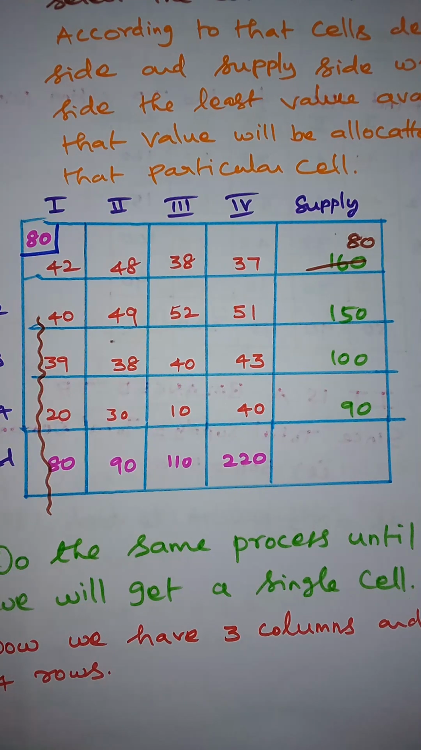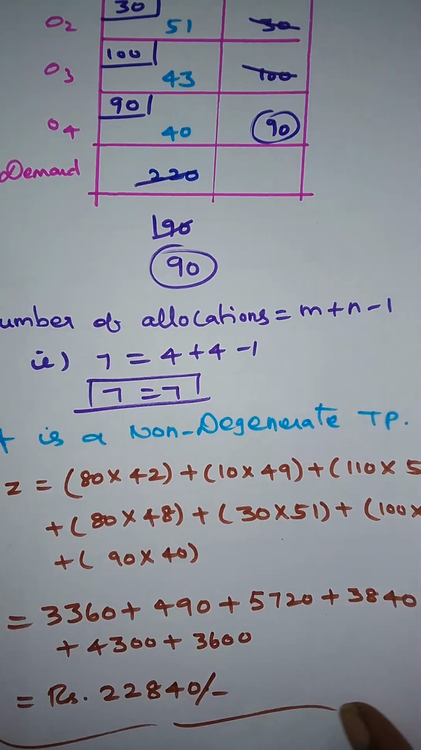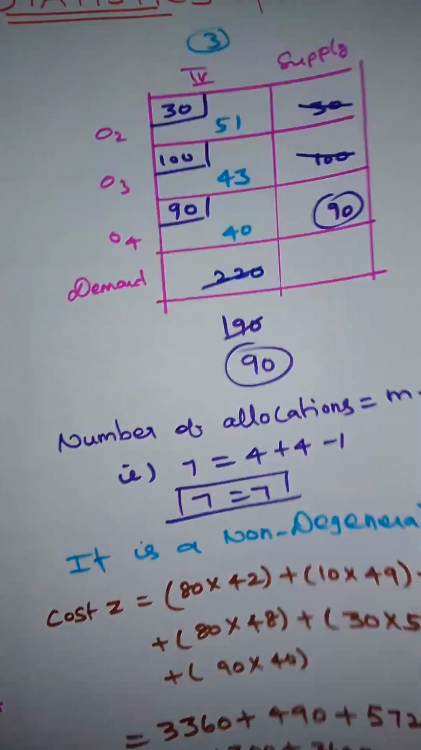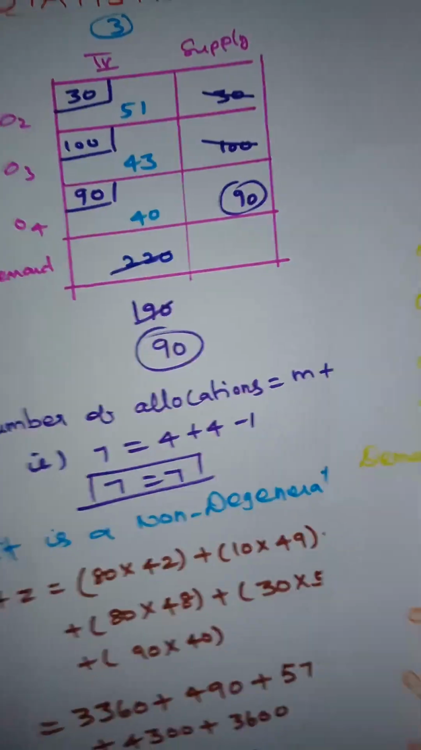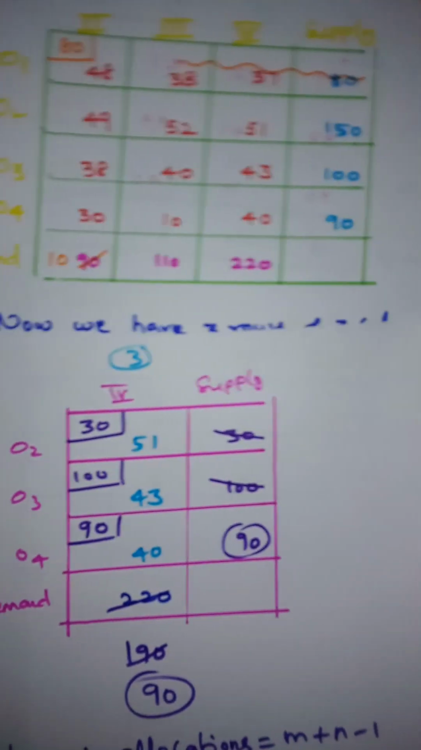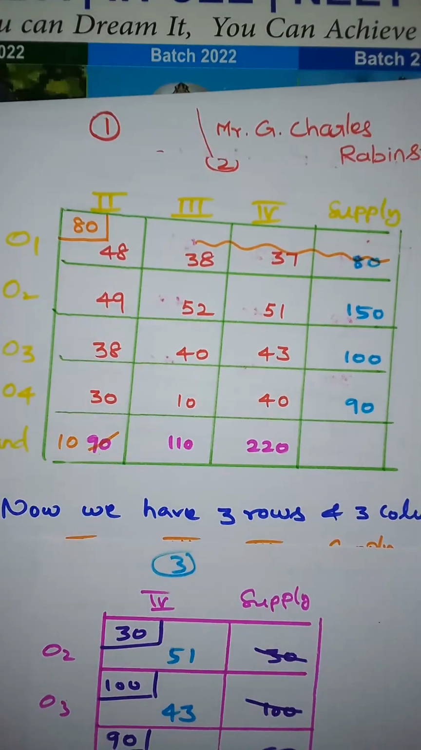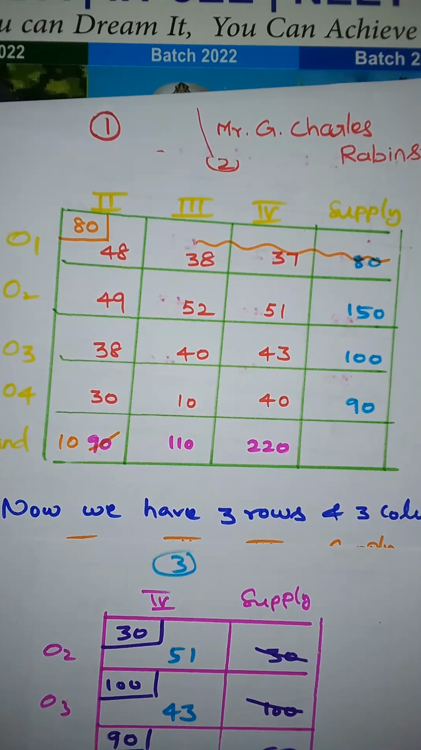Now we have three columns and four rows. See, this is the next cell. Let us start the same process.